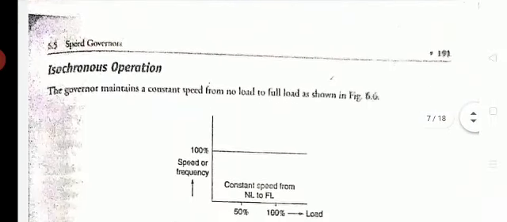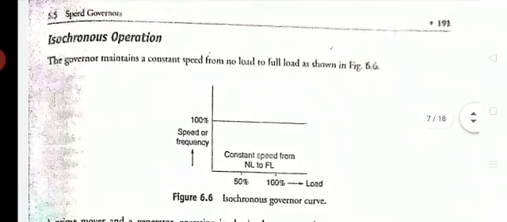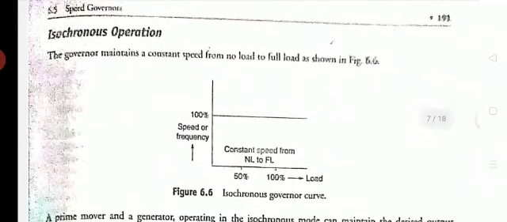Okay, so here the major concentration is on the operation of the governor. I told you we have two operations, isochronous operation and droop characteristics, or the droop operation as we call it. So the first one is isochronous operation.